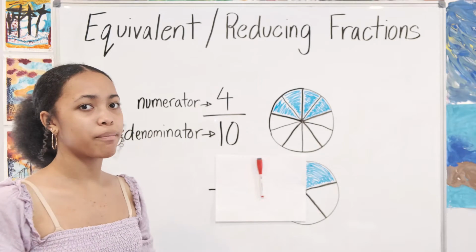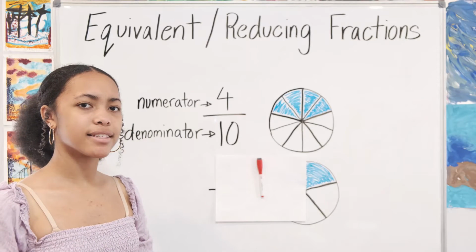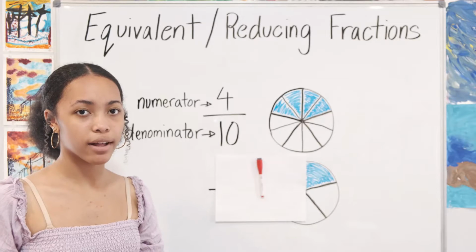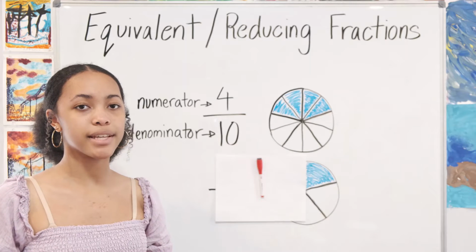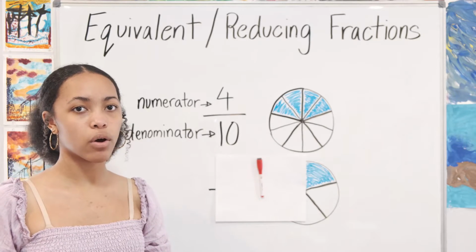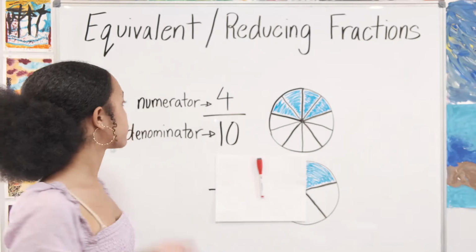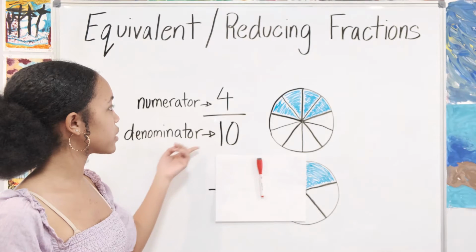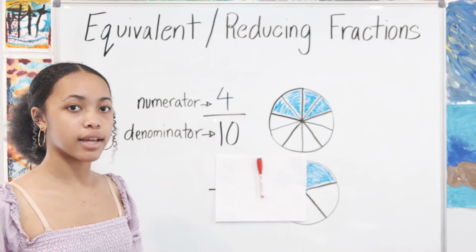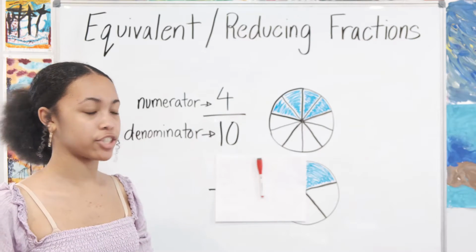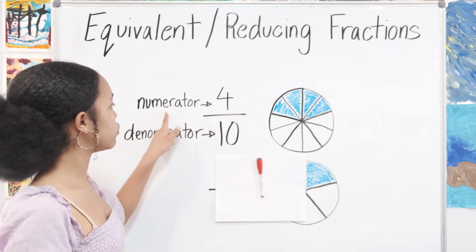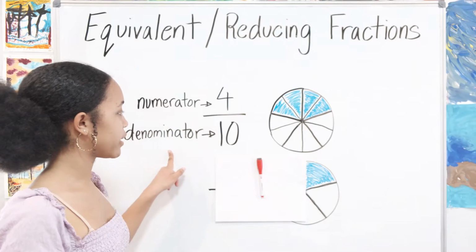So let's start with the basics. What is a fraction? Well, a fraction is basically a part of a whole or a part of something bigger. Now, we have the fraction 4/10. Let's look at the parts of a fraction. We have the numerator and the denominator.